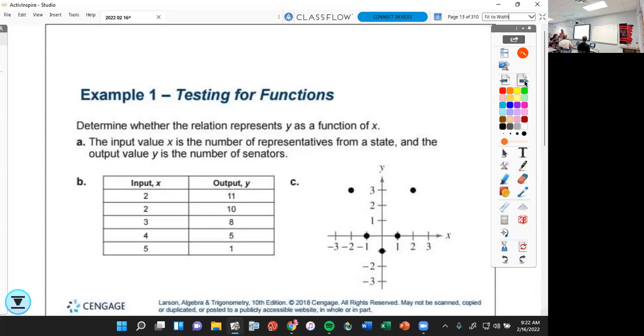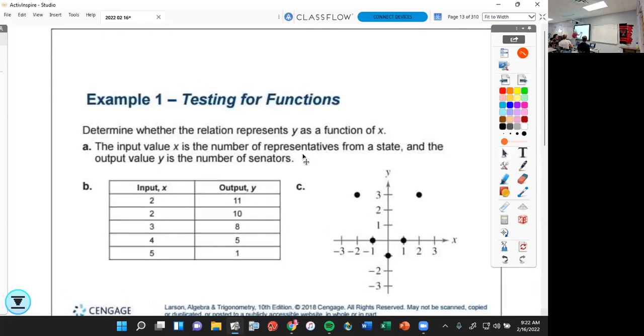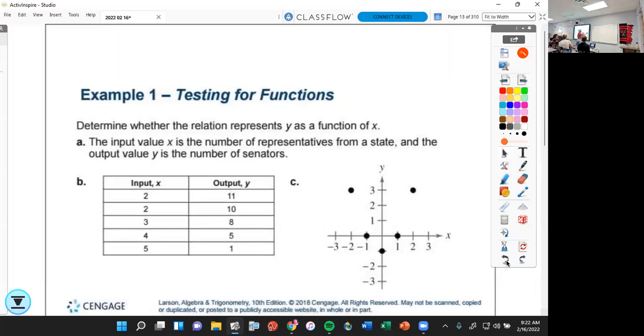No, it's two. Okay. This one, two corresponds to 11, 10 and 11. That's the same.